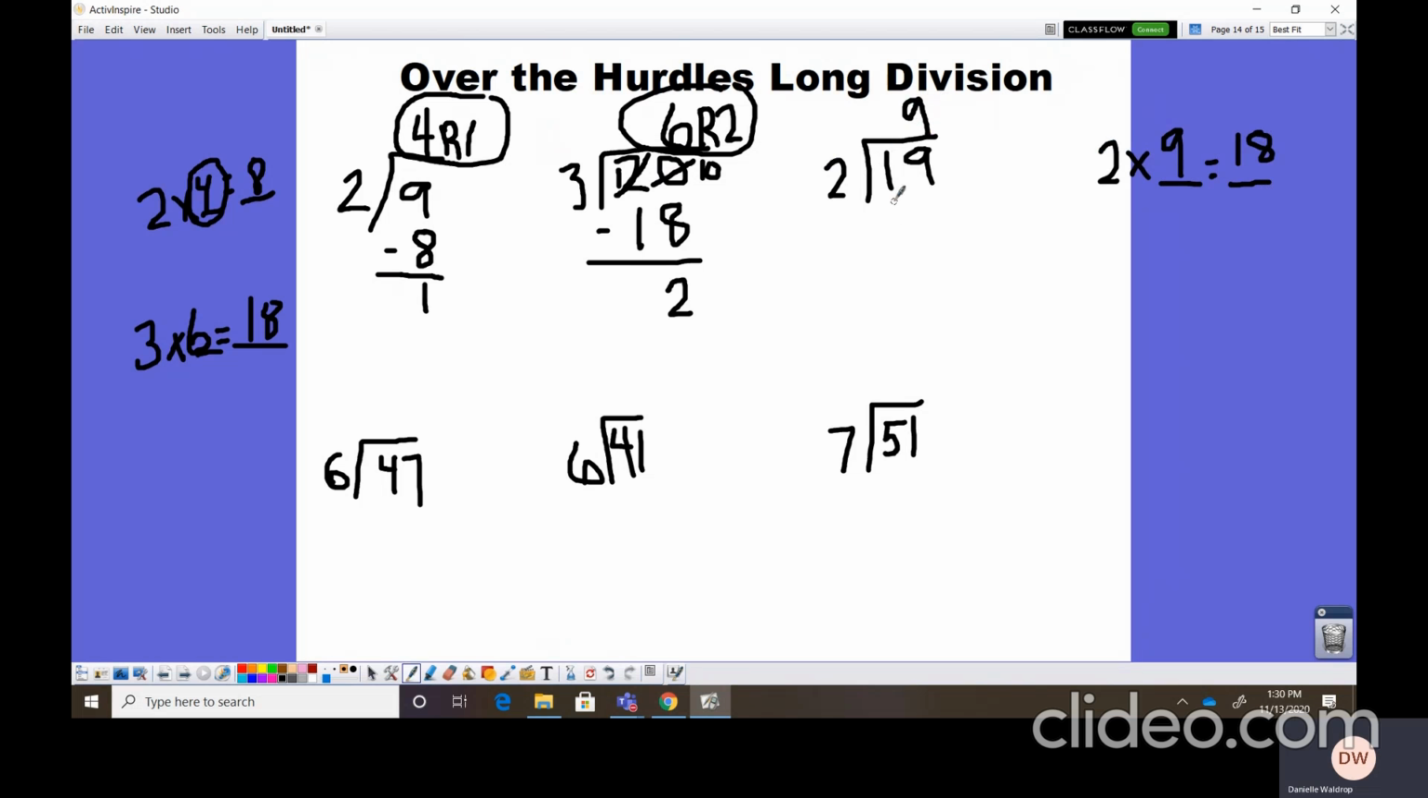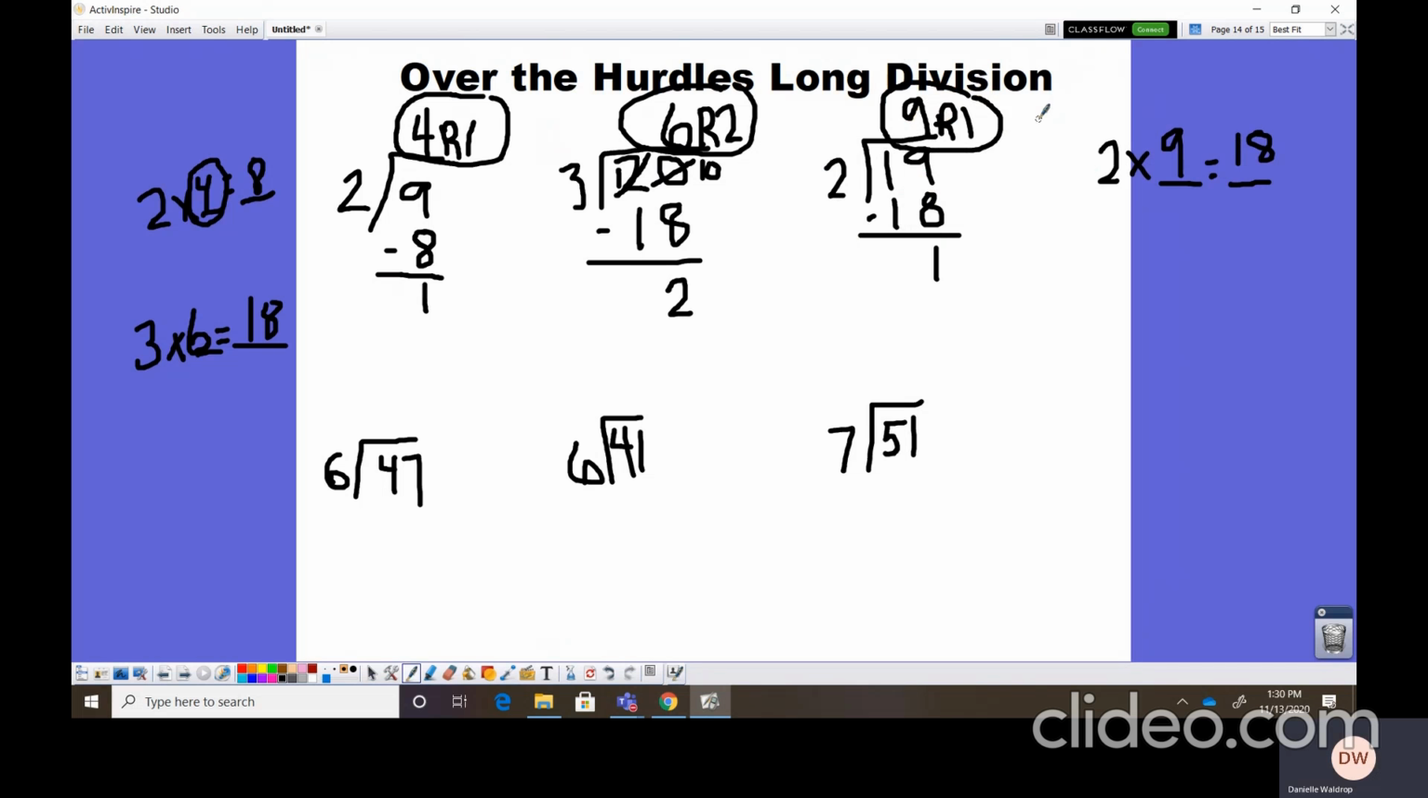And 2 times 9 is 18. We put our 18 under there. I said that 2 will go into 19 9 times. I could make 2 groups of 9. 9 plus 9 would be 18. And then I'm going to see how many I have left over. Well, when you subtract, 9 minus 8 is 1. Of course, 1 minus 1 is 0. So you get a remainder 1. 9 remainder 1, which means you can have 2 groups of 9 with 1 left over.